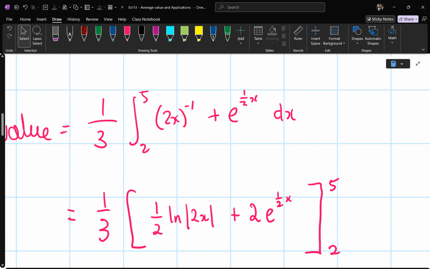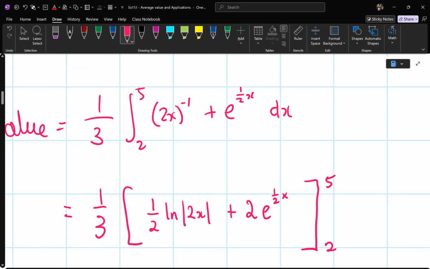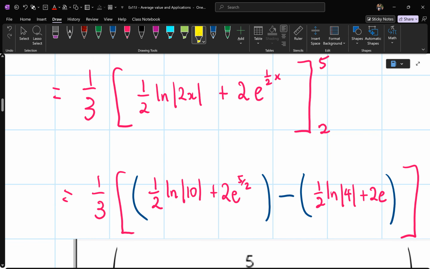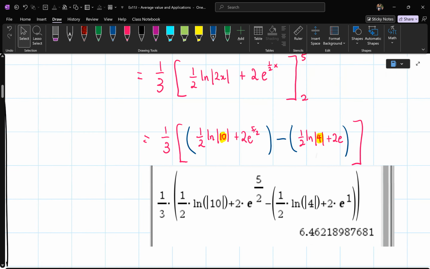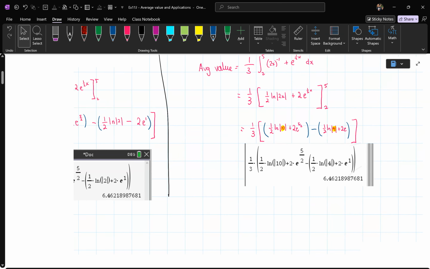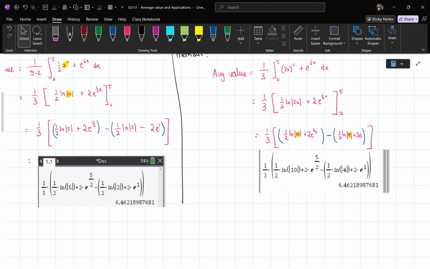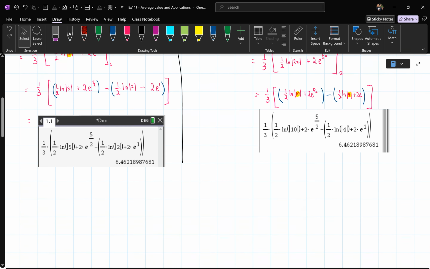So let's say we now have ln of mod of 2x, and you plug it all in. The difference here is that this would be mod of 10, that's mod of 4, and you'll find that if you plug that in correctly on your CAS, it should be exactly the same. So if I zoom out, both answers are exactly the same. So you might ask, well, why is it the same? And the logic is here.